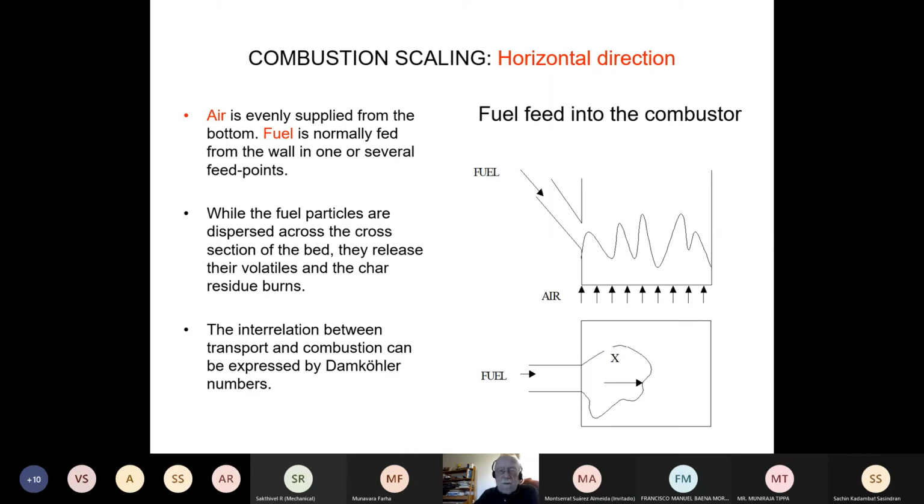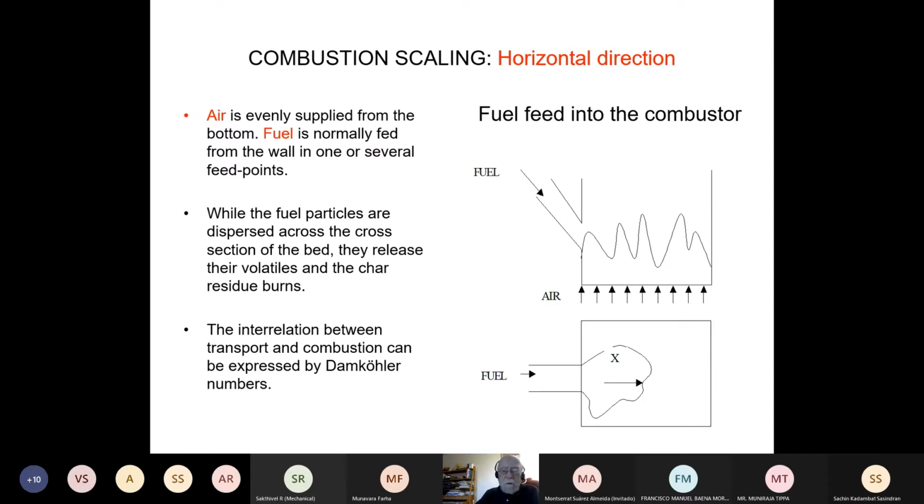With the present image here about combustion scaling in the horizontal direction now. We were discussing the vertical direction and horizontal direction. And I said in the horizontal direction, it's mostly a diffusive movement in the bed.